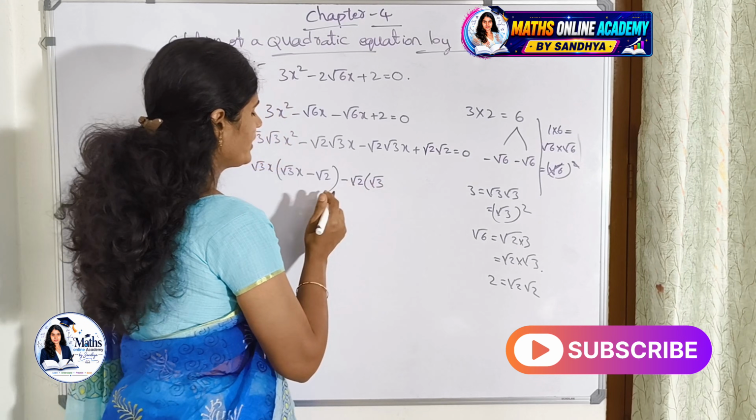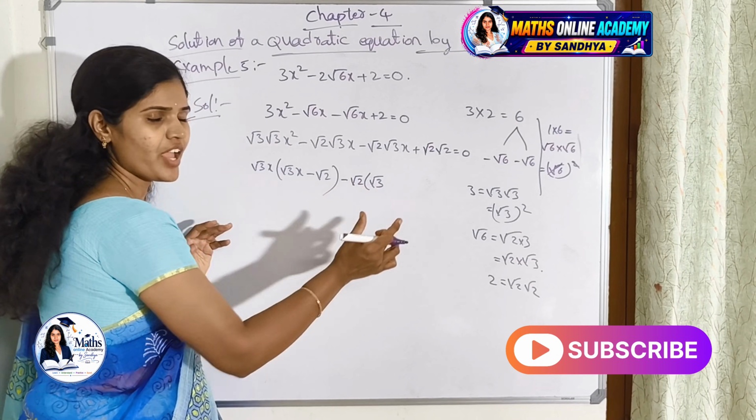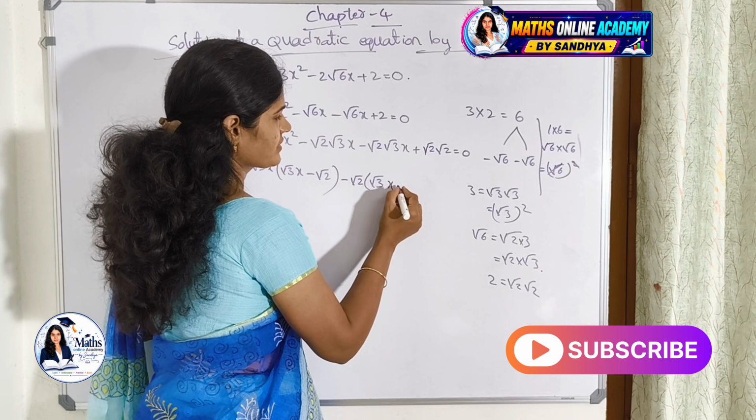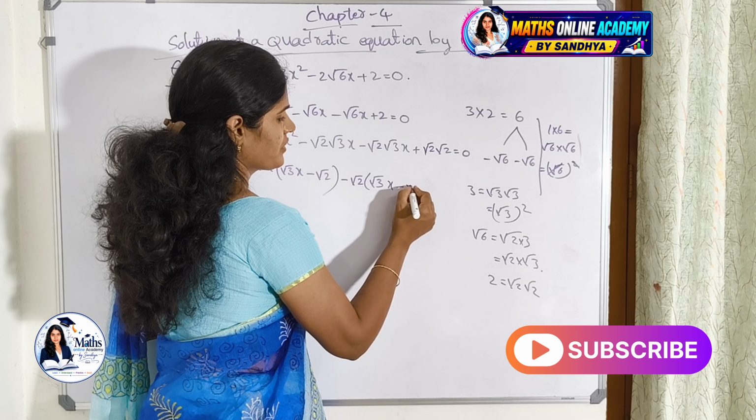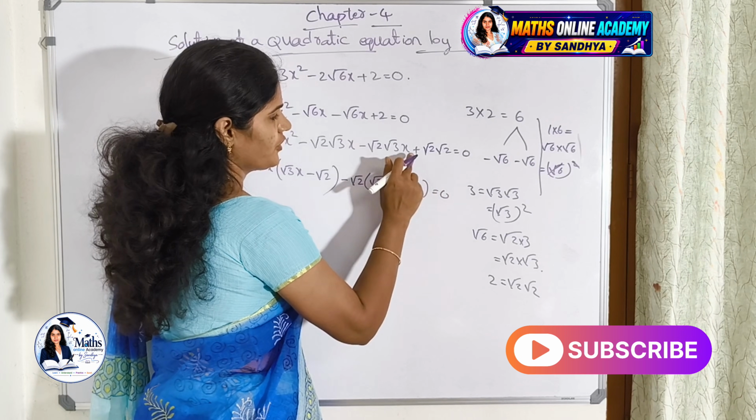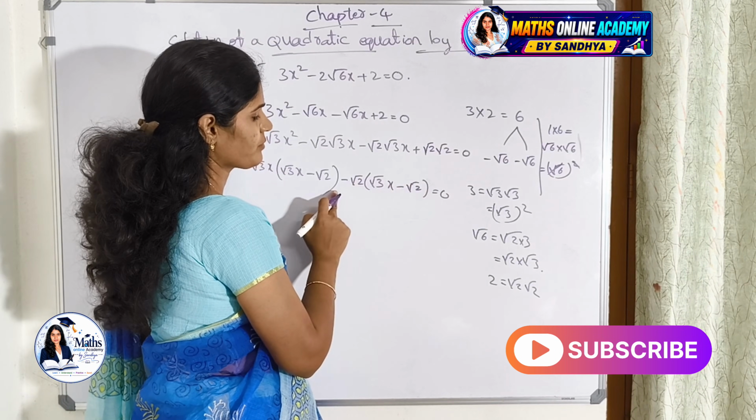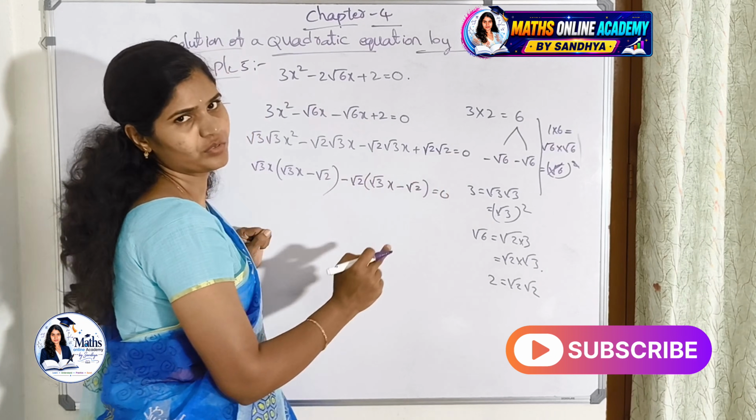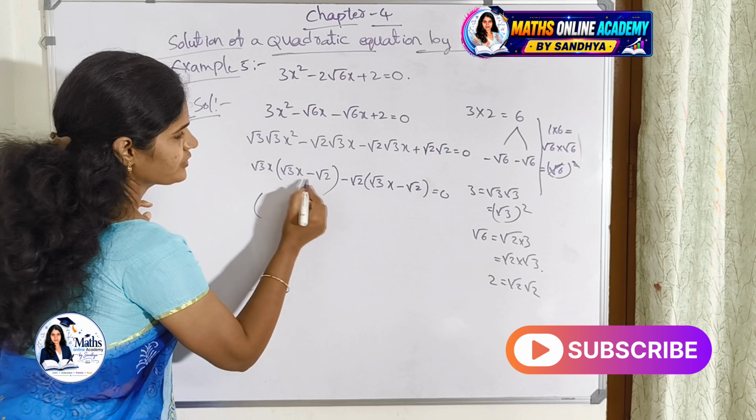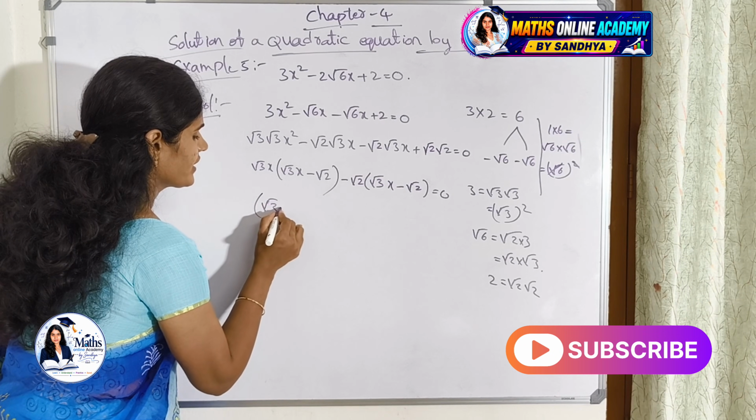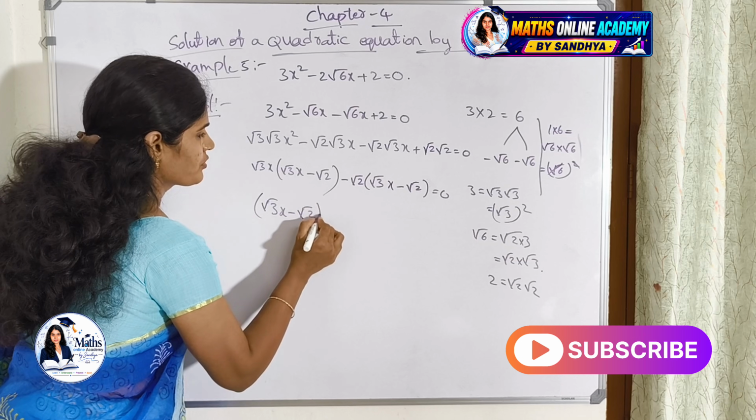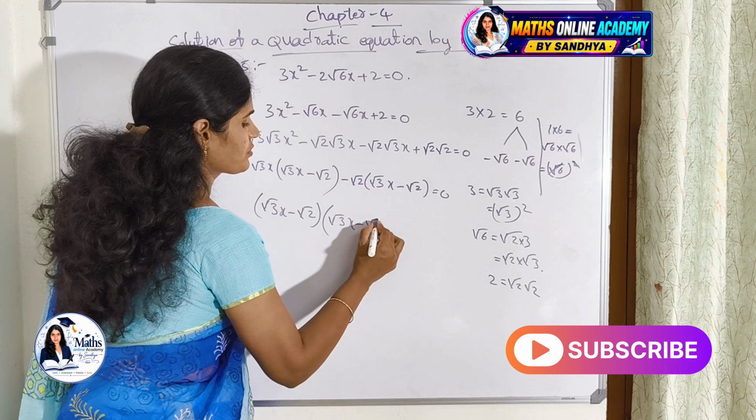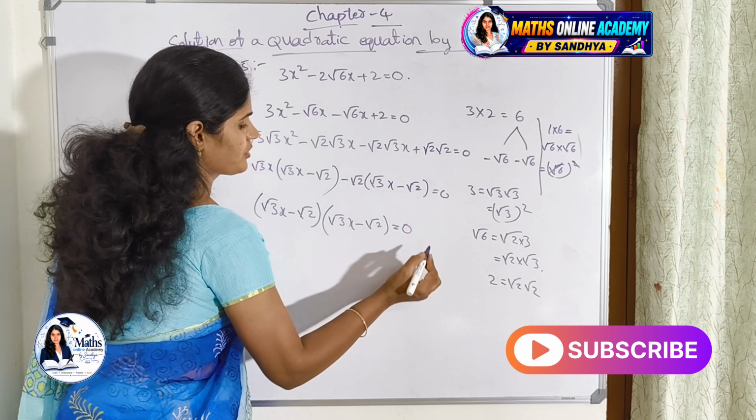When you take the common, this value and this value we have to get the same, root 3x, and again minus root 2. Here is the plus, right? If you take minus common, then minus into minus is plus, root 2 into root 2 is 2. Take this one common: (root 3x minus root 2) into (root 3x minus root 2) equal to 0.